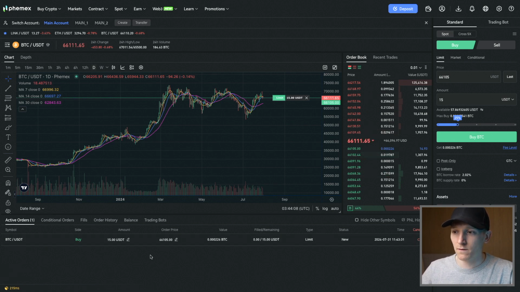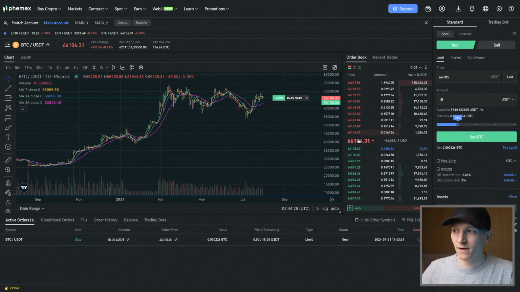It's in the system and it's good till cancelled, meaning that limit order is just going to stay there until you physically cancel it in the system. And if there's a seller willing to sell to us at 66,105, then we'll go ahead and trade. If not, then we won't get our order done. This just lets us be a lot more specific with the price that we're trading at.